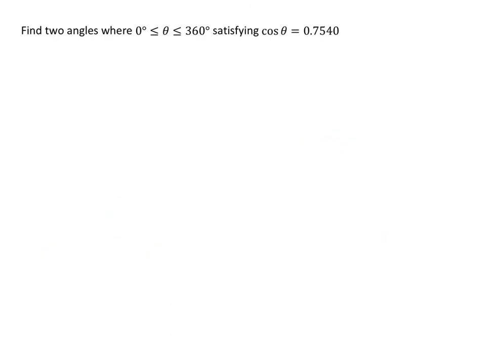Finally, I'm looking for two angles between 0 and 360 degrees, where if I take the cosine of the angle, I will get 0.7540. So the first thing that I will do is I will untrig this. So I know that theta will equal the inverse cosine of 0.7540. That gives me an angle of 41.062 degrees.